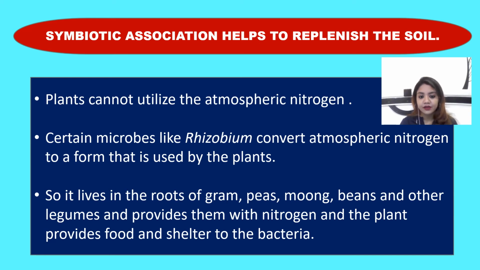So who does that conversion? There are certain microbes like rhizobium. Okay, let me highlight the word rhizobium. So there are certain microbes like rhizobium which convert this atmospheric nitrogen into a form which the plants can use. Right? So they are sharing this symbiotic relationship. It lives in the roots of gram, peas, beans and other legumes, okay, leguminous plants, and provides them with nitrogen in the form of nitrates and nitrites. Okay, and the plant is providing food and shelter to the bacteria.